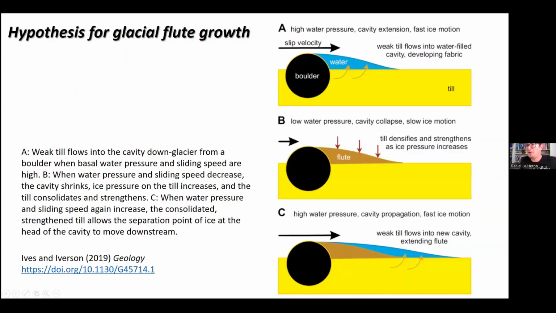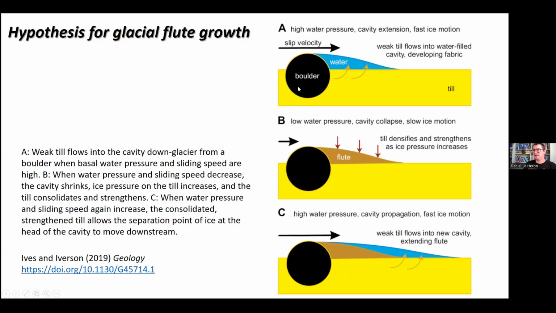Now, on to how these flutes actually form. Remember I said that there's often a boulder up ice and the flute develops down ice of the boulder? Well, there's a lot of debate about precisely how this works. But one popular and, dare I say, well-accepted interpretation is this one by Ives and Iverson in Geology 2019.